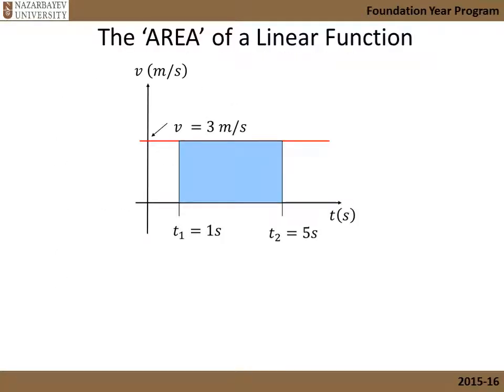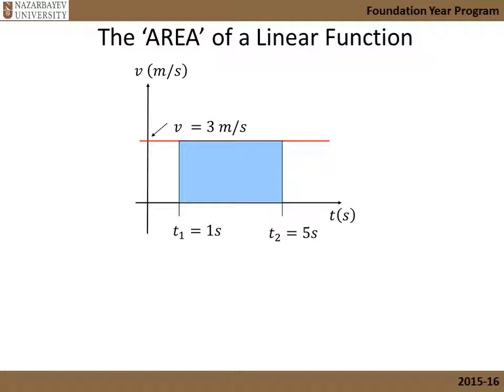Let's look at the following diagram. Here we can see the graph of velocity versus time. Our velocity was constant and equal to 3 meters per second from the moment t1, which is 1 second, till the moment t2, which is 5 seconds.